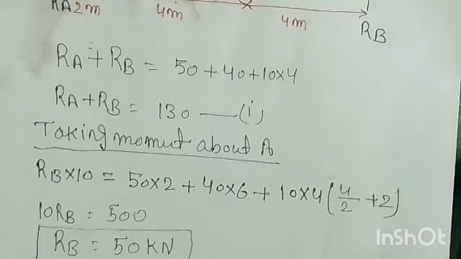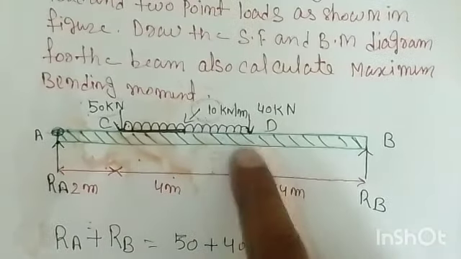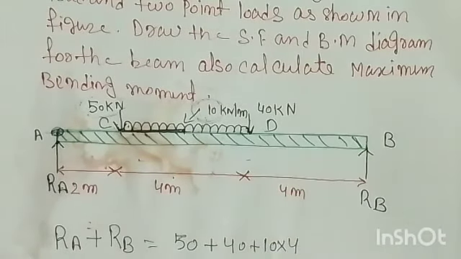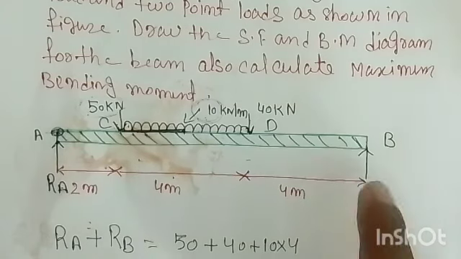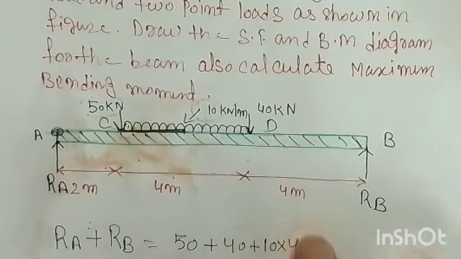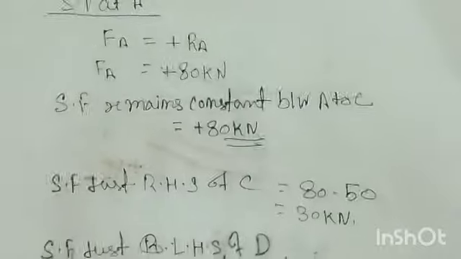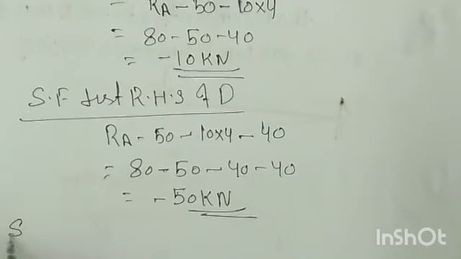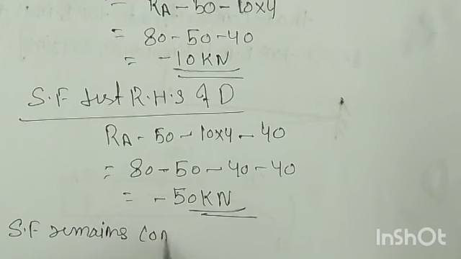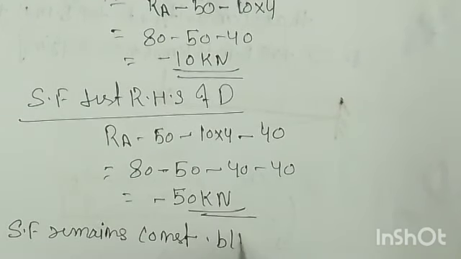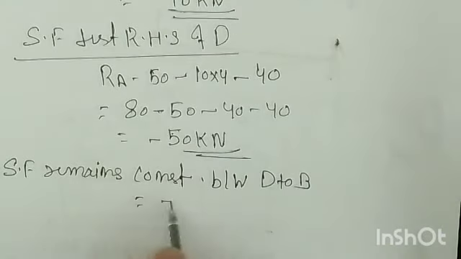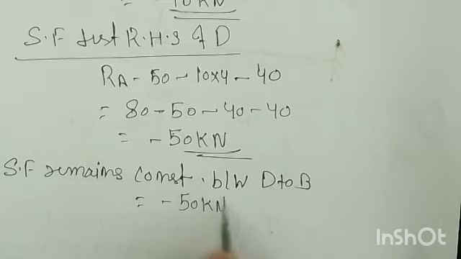Now we need to see the shear force between D to B. There is no load acting between D to B, so it remains constant, and that constant value is 50 kilonewton. And if you see the reaction at B, we already calculated 50, which means the calculation is correct. So finally, shear force remains constant between D to B, which is equal to minus 50 kilonewton.